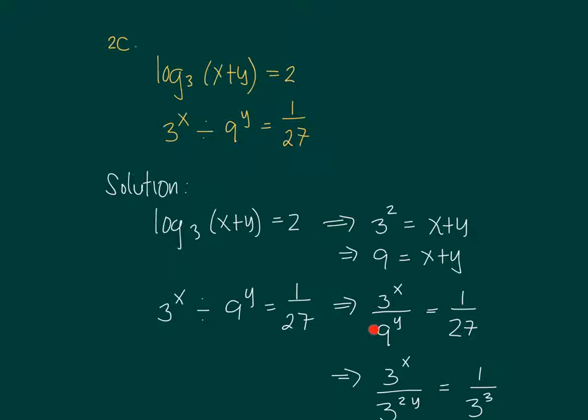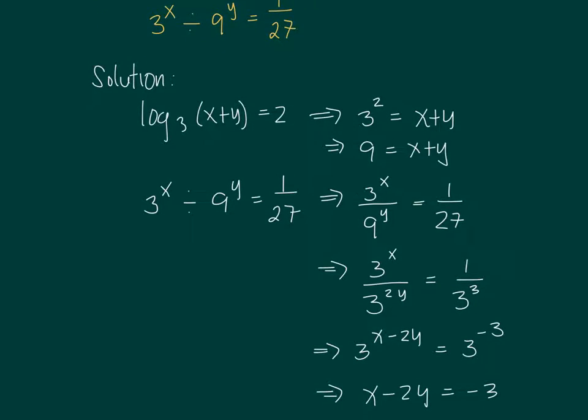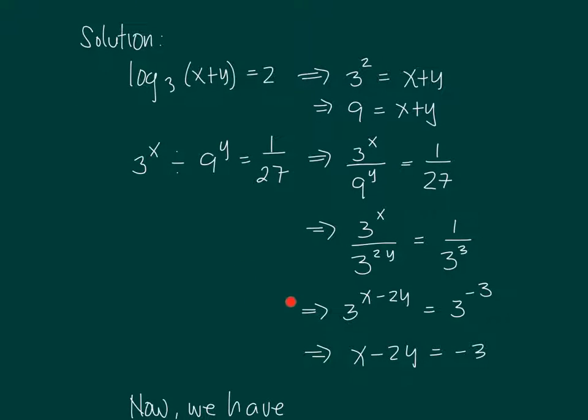So into this form, using the ideas that we learned from the previous item, we should be writing this into the same base, and that will be in base 3. And then just simply apply properties of exponents and you should be able to get this equation, which will give us x minus 2y equals negative 3. Since these two are the same, when the bases are the same, then it should imply that the exponents are the same. So this is why we have x minus 2y equals negative 3.